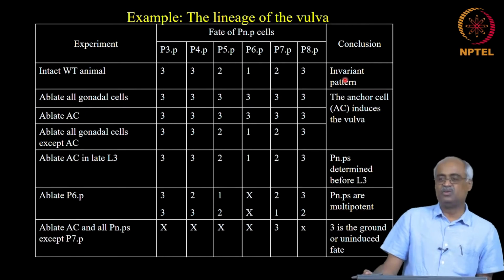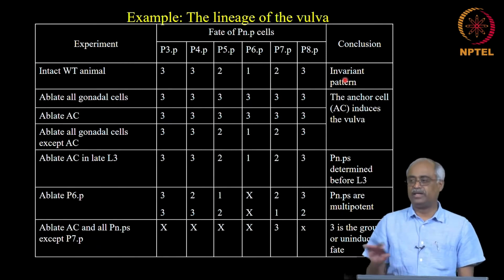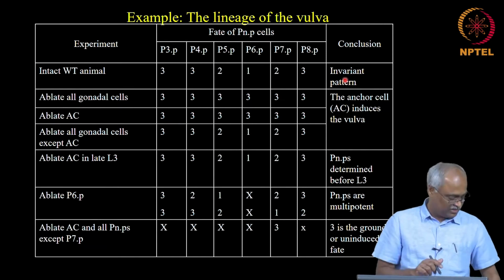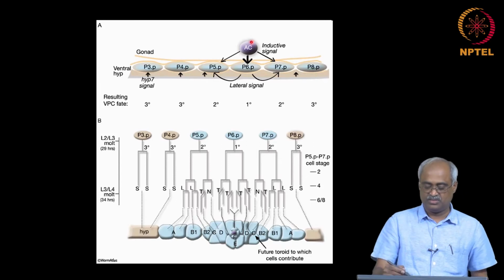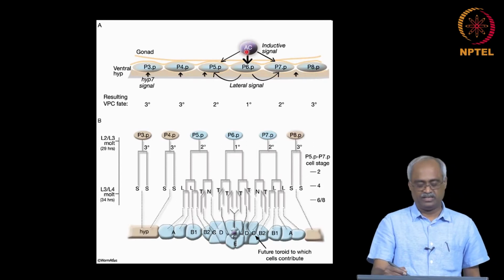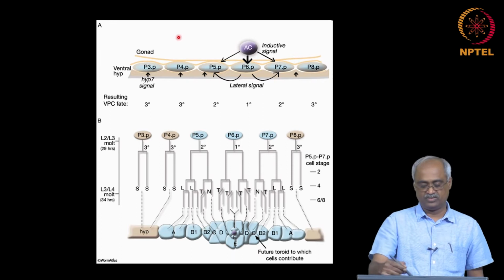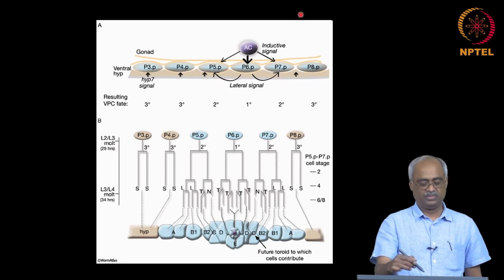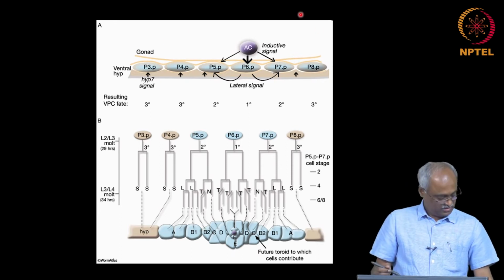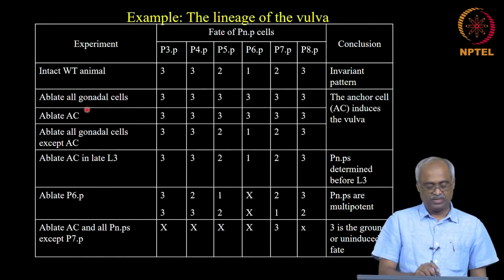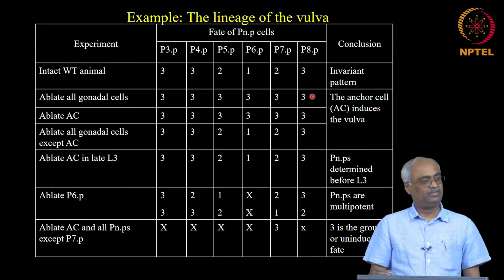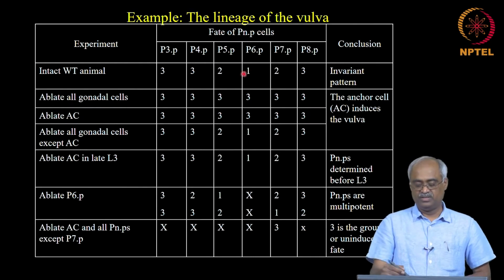Now, let us say you go and ablate all gonadal cells. We did not look at the gonadal cells, okay. So, here for example, this is one of the gonadal cell here. So, the somatic gonad is on top of these cells, okay. So, you go and destroy all of them, then what happens? All these 6 cells they only have the tertiary fate. So, they do not have this primary and secondary fates.